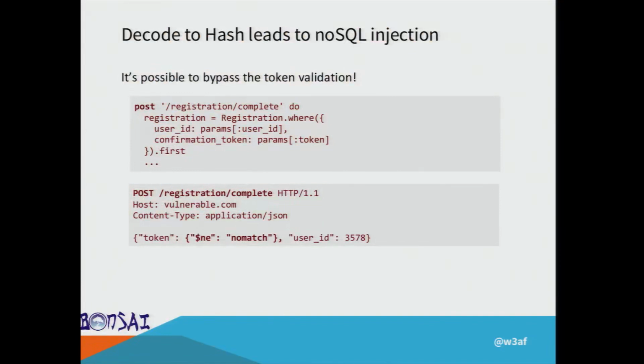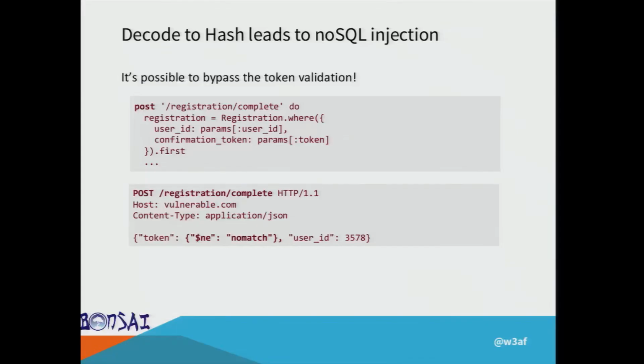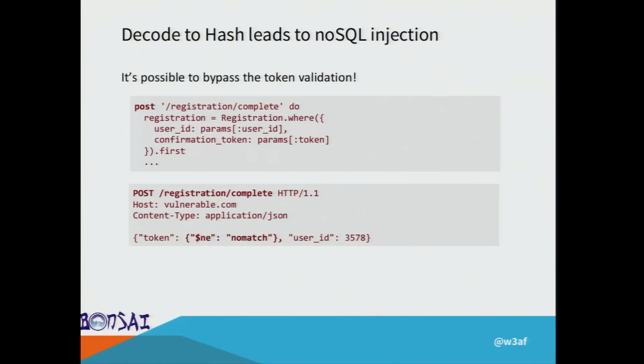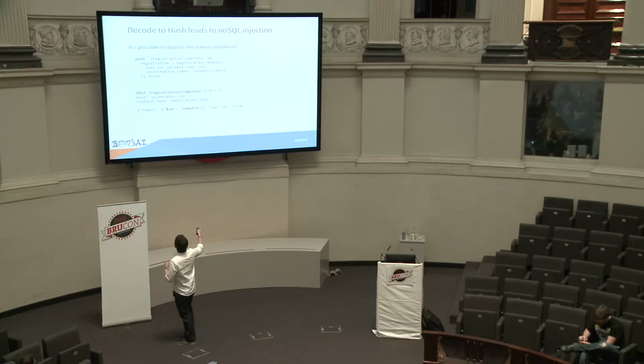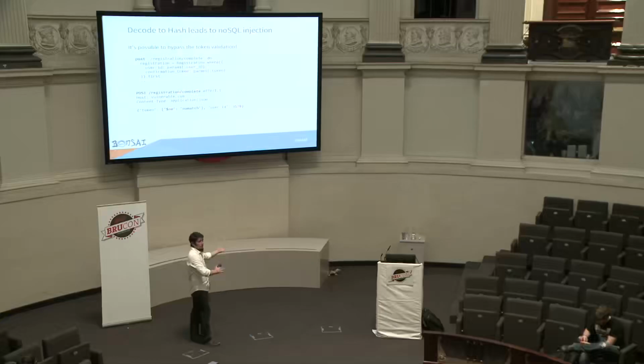So if we have this code and we send this request, what's going to happen is that here we are forcing, with the application JSON and everything, but specifically here, that the value of the token variable is actually a hash. That hash is passed here, and the developer was not expecting this. So you're able to complete the registration without knowing the token. That's a specific case of a NoSQL injection, which is possible because of what I mentioned before. All right? Any questions? Cool.